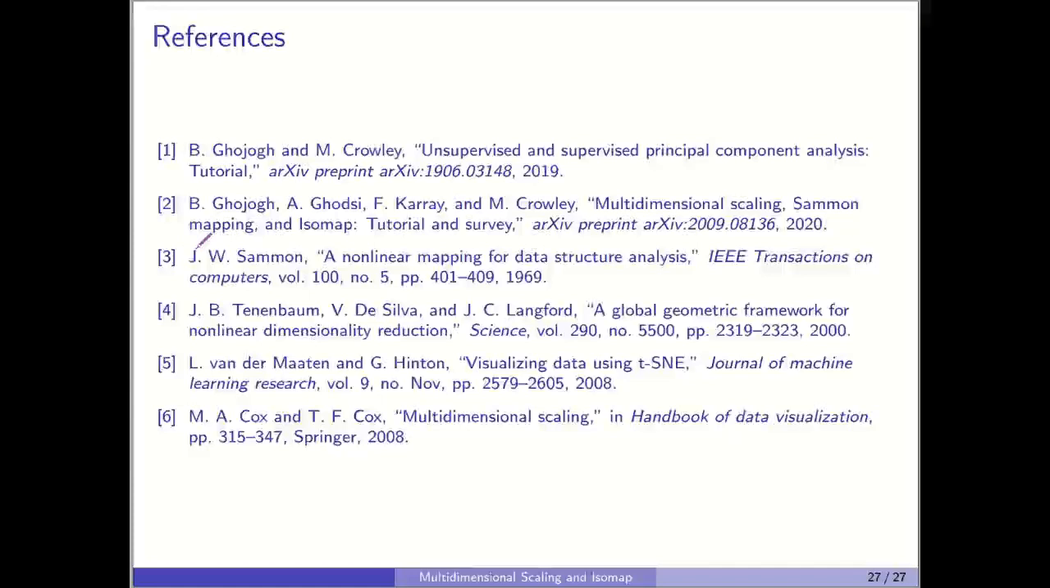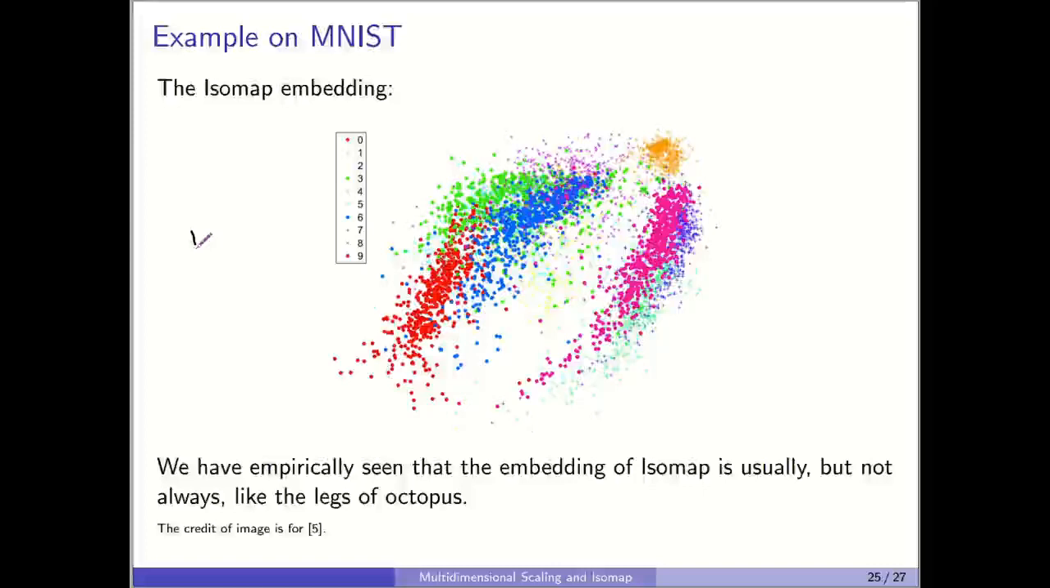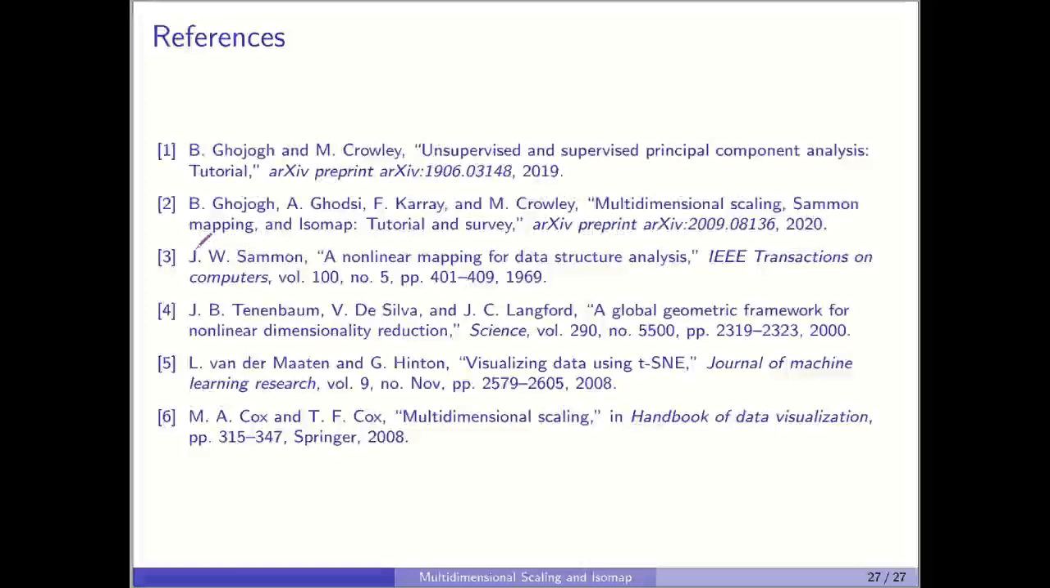Reference one is the tutorial on PCA, because of the relation between PCA and MDS, as I said. Reference two is a tutorial on MDS, Sammon mapping, and Isomap. Three is the original paper for Sammon mapping. Four is the original paper for Isomap. Five is the paper on t-SNE. This figure was taken from the t-SNE paper. And six is a book on MDS, multidimensional scaling.